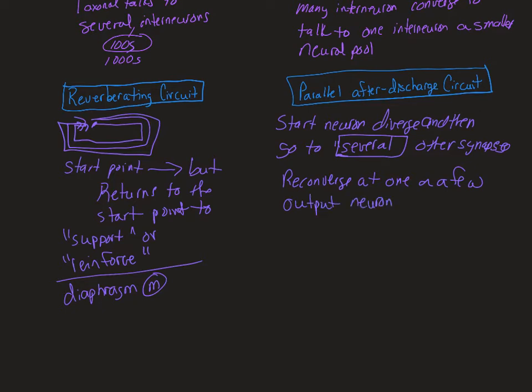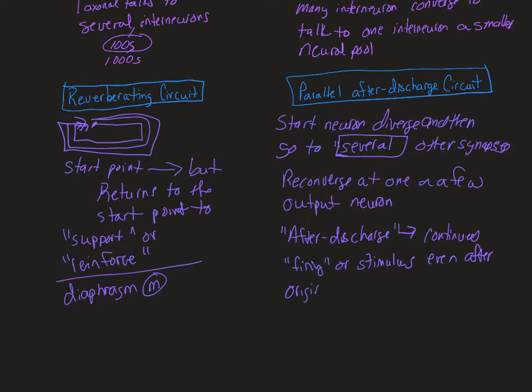Okay, so the concept of after discharge is about continued firing or stimulus even after the original stimulus stops. Now, what we're going to do next is look at a picture of four of these circuits that are from the book.